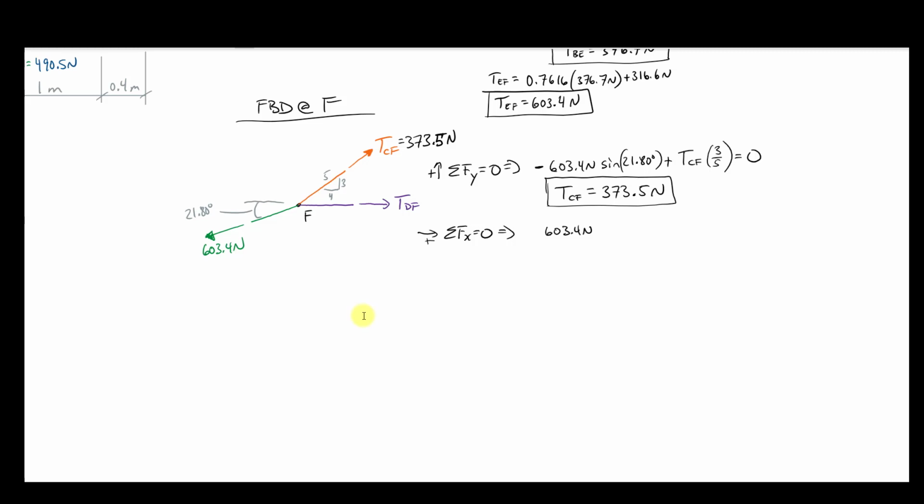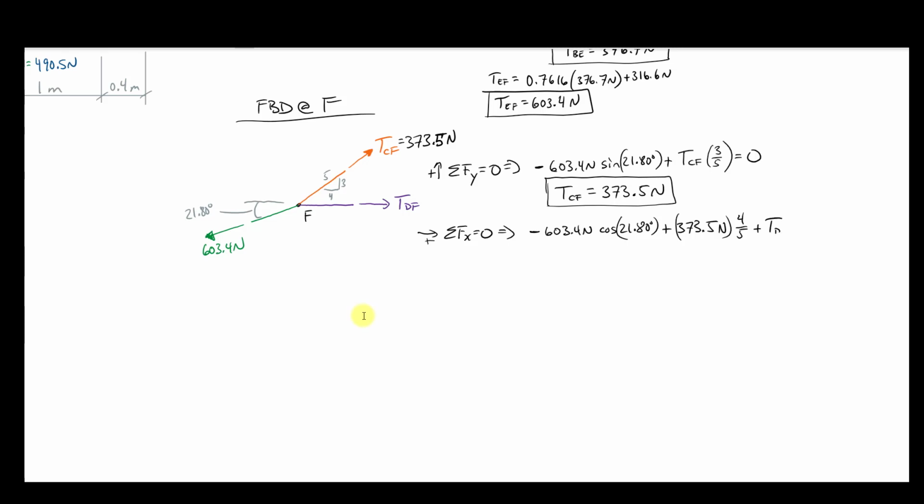603.4 newtons times the cosine now of 21.80 degrees. That is a negative term because it's pointing in the negative x. And then I have plus 373.5 newtons times now 4 over 5. Some people don't like force triangles. If you're one of those people, that's fine. Write the angles. Determine the angle and then do the trig with it. These force triangles are faster when you see them. Okay? But whatever floats your boat.